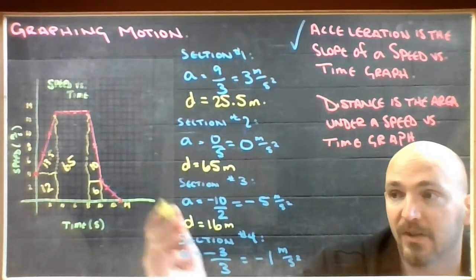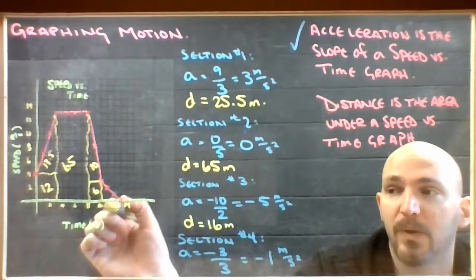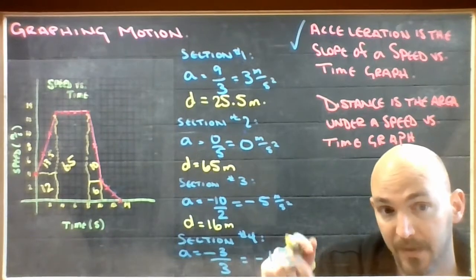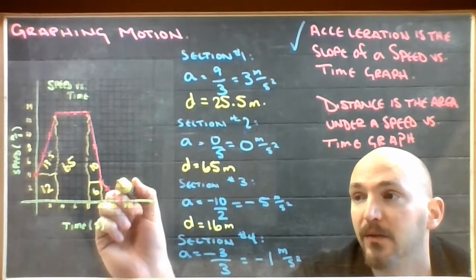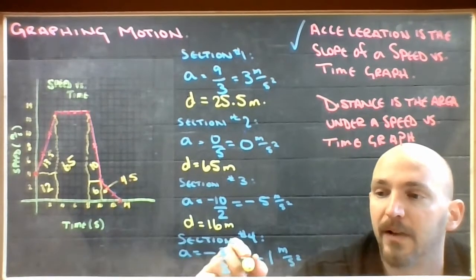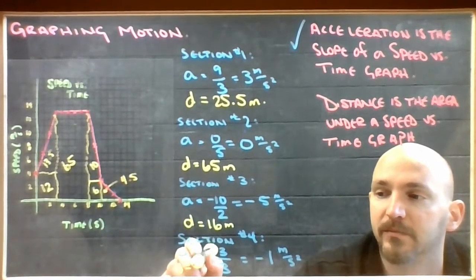And in the final section, I have just this triangle that is 3 wide and 3 high. So 3 times 3 is 9. Keep half of it because it's a triangle, which would be 4.5. So we have 4.5 meters here.